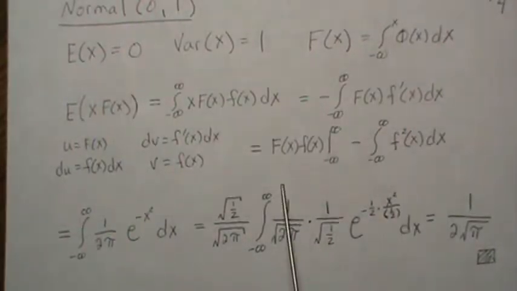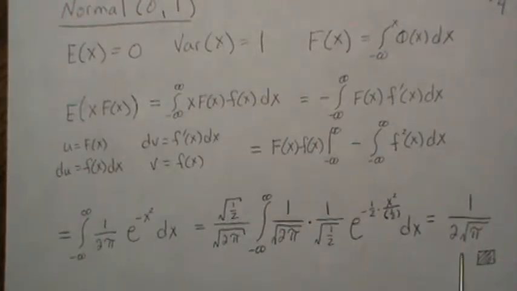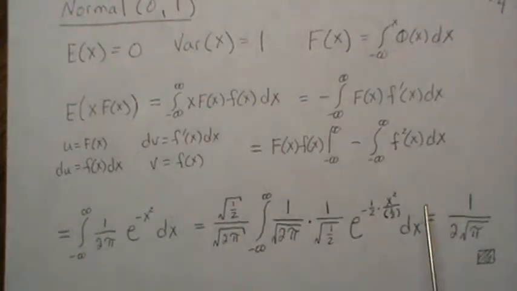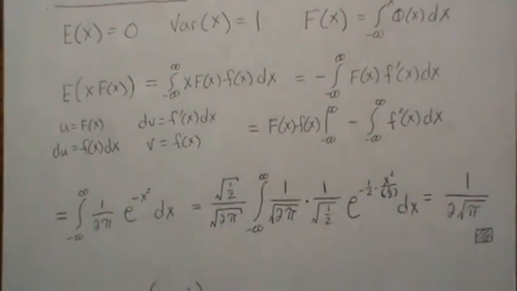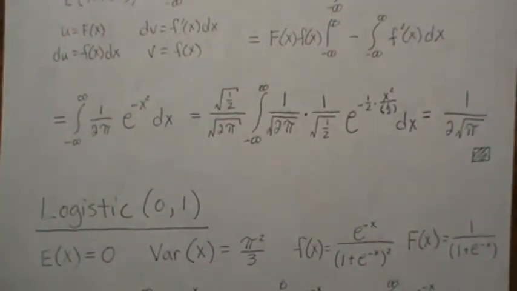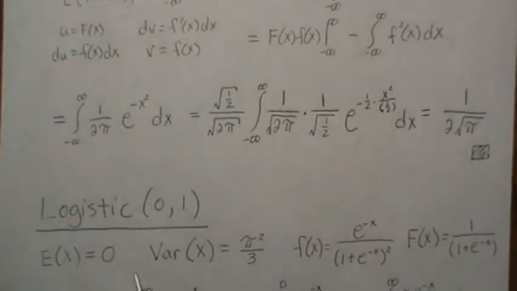Well, this right here is a normal distribution, and it integrates to 1, so it goes away, and we're left with this, but then reduces to 1 over 2 square root of pi, and that was in the formula, in the table. Now the logistic distribution, the mean is 0 and the variance is pi squared over 3.